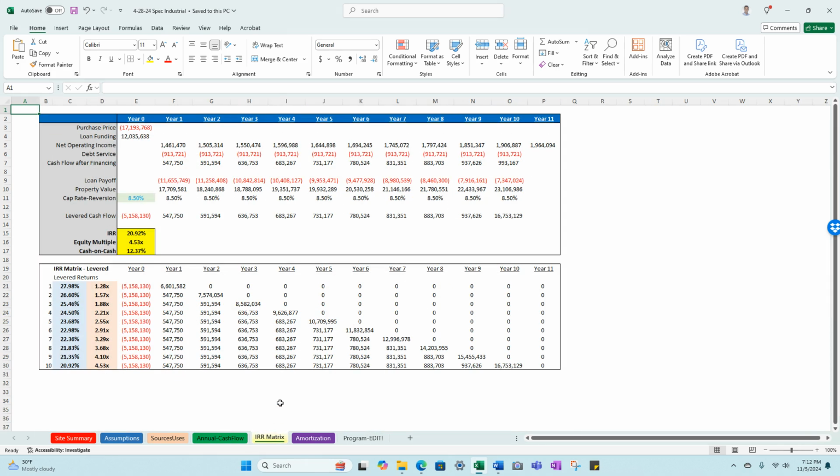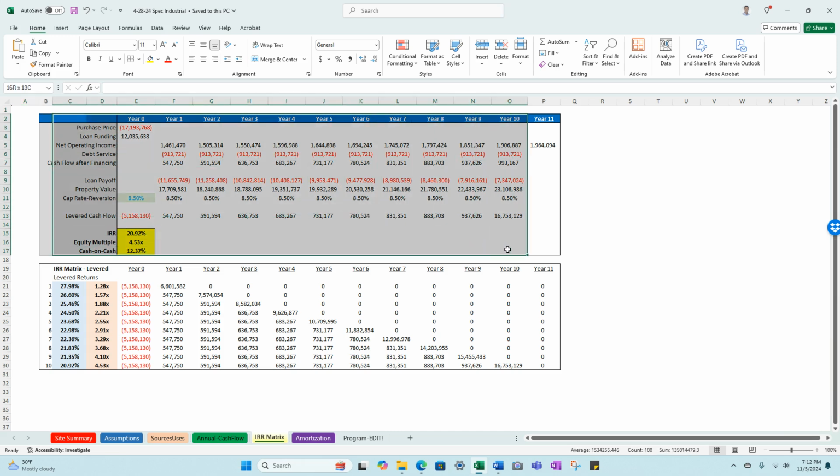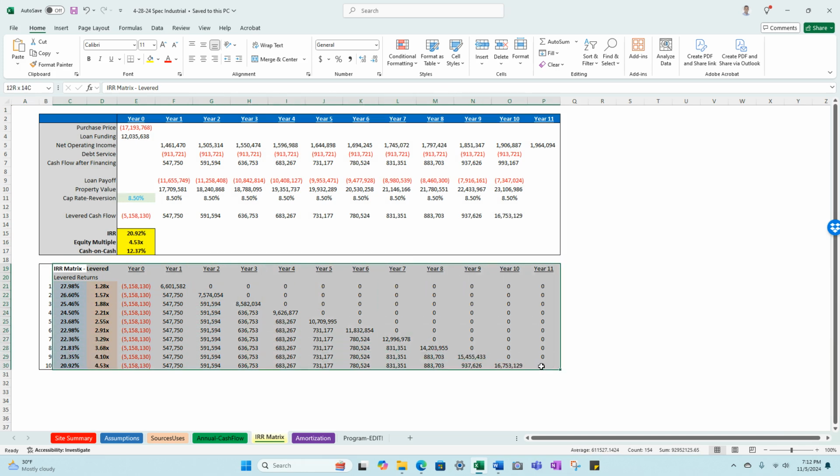Next tab is the IRR matrix. IRR is internal rate of return. Got the annual cash flow here kind of consolidated. And then for each year, depending on a sale, we have modeled out the IRR to the left and the equity multiple to the right for each of the 10 years.